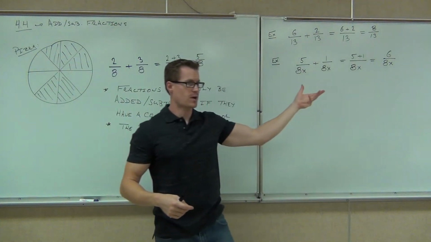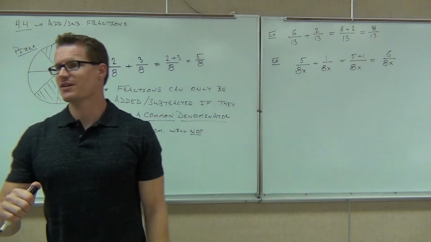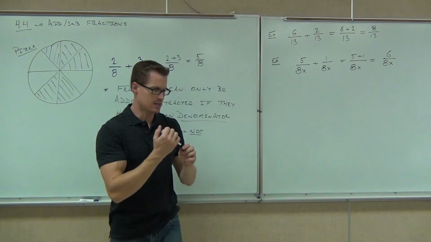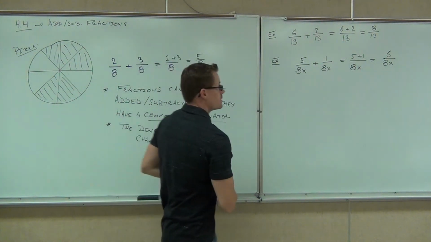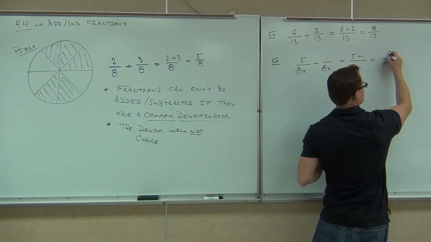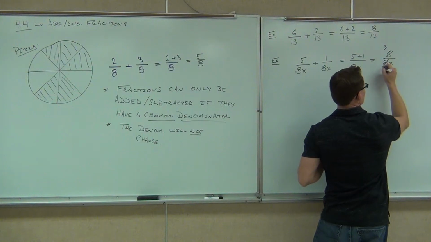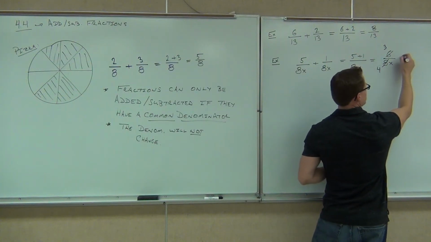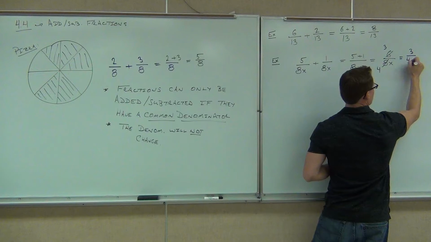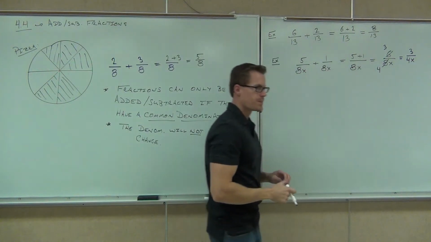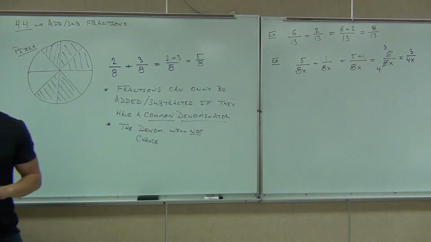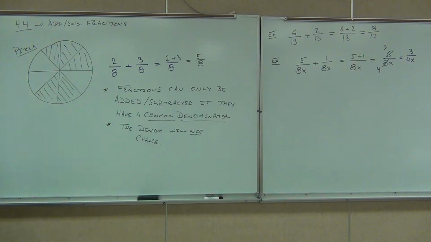At the very end, when you've already added them, you get 6 over 8. We can simplify 6 over 8. Well, 2 goes into both 6 and 8. 2 goes into 6 how many times? 3 times. And 4. Don't forget about the x. That's right. 3 over 4x. That's your fraction. Remember, we're dividing the number on the top and the bottom by a common factor.